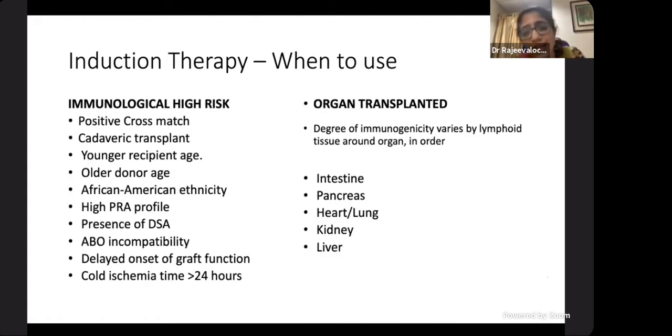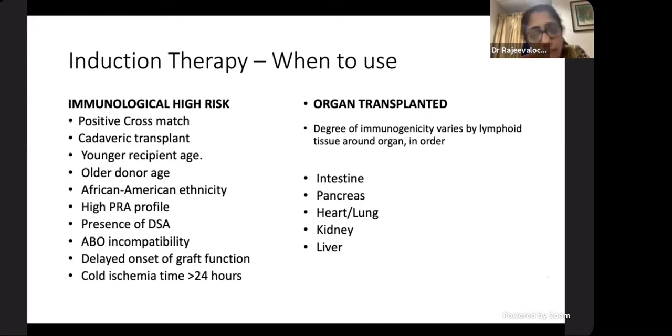When we know that there is an immunologically high-risk patient, for example, someone who has a positive cross-match, or a preformed HLA antibody which has been documented, cadaveric transplants where the cold ischemia time is more, a younger recipient age where their immunity in general is pretty high, older donor age, African American ethnicity, high PRAs, presence of DSAs, ABO incompatibility, where we actually use a little more of induction and do a little extra removal of antibodies with plasmapheresis and rituximab, delayed graft function, and cold ischemia time more than 24 hours. Now, these categories of patients are considered immunologically high risk.